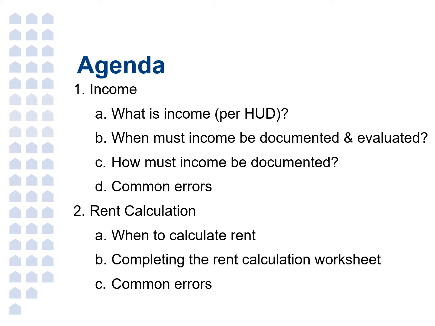Today we will discuss what HUD considers to be income and when it must be documented and evaluated, which differs depending on the program type. We will also discuss HUD income documentation requirements and some common errors we see when monitoring income. We will also look at when and how to complete the rent calculation form and some common errors that we see on those too.